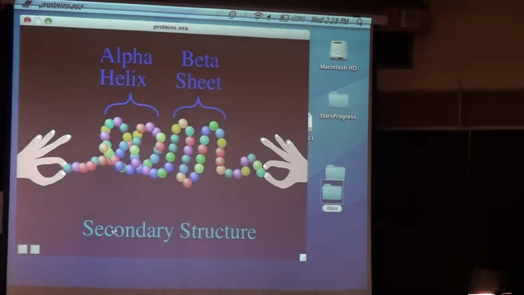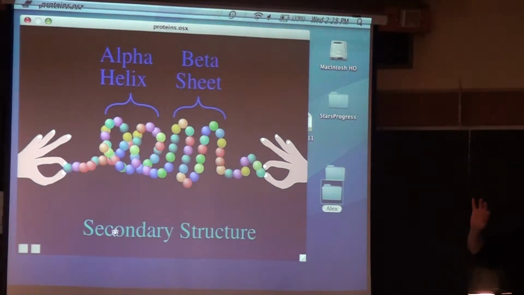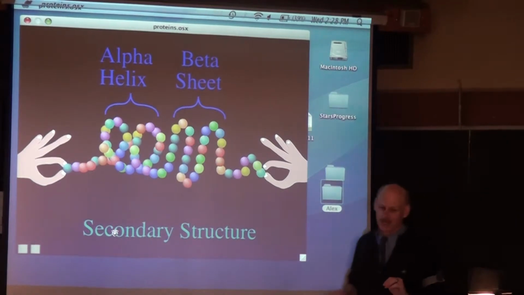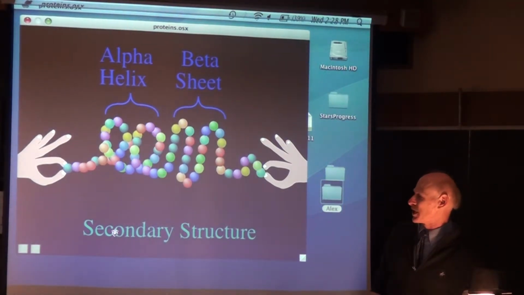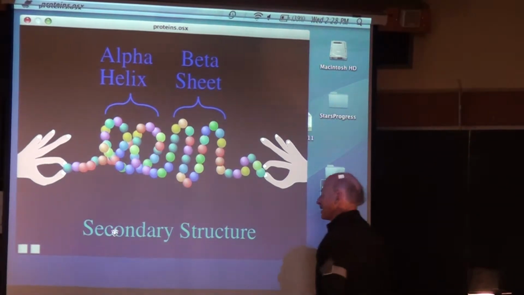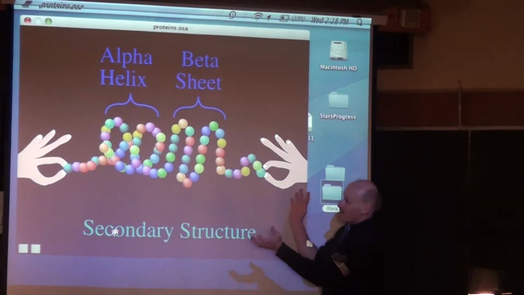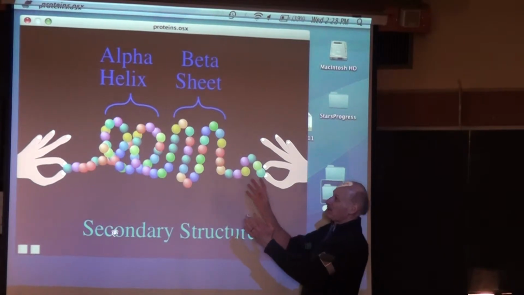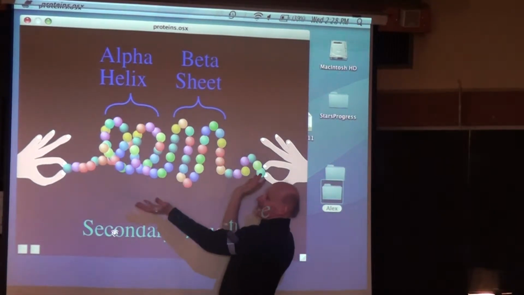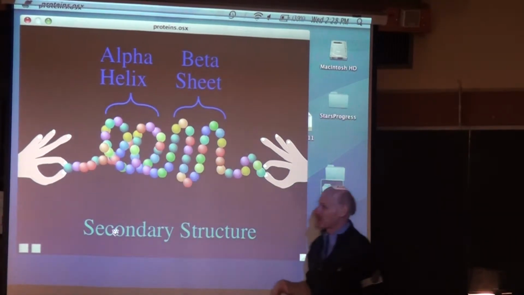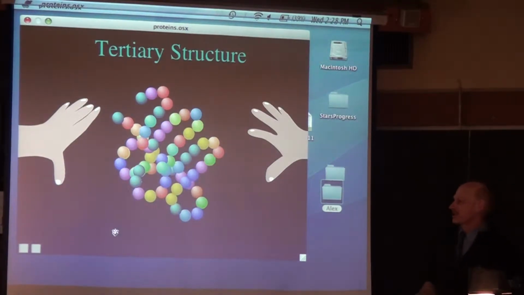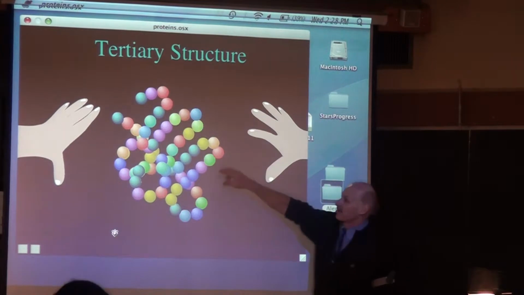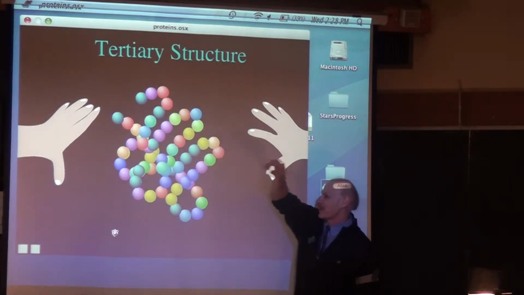All right. So now let's imagine you're just going to let go of the ends of the protein. Let go, boing. Just let it fold however it wants to fold. Well, what will happen then is it would fold itself up even more. In other words, this beta sheet and this alpha helix would sort of fold together like that, and that's called tertiary structure. Tertiary is the folding together of the secondary structures.